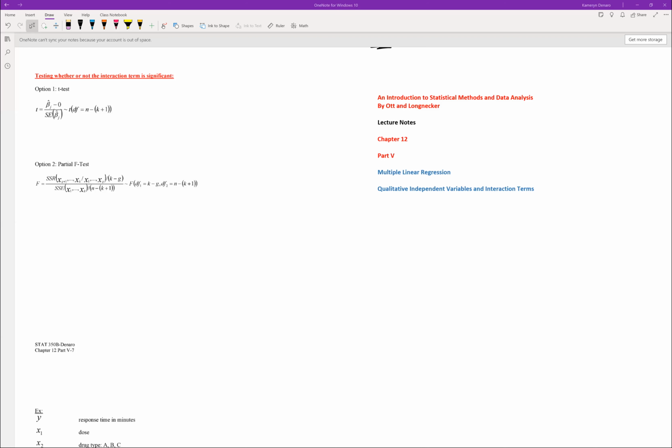If we would like to test whether or not the interaction term is significant, we can do this in two different ways. One way is through a t-test. If we have y equals beta 0 plus beta 1 x1 plus beta 2 x2 plus beta 3 x1 x2, we could simply test H0: does beta 3 equal 0? HA: does beta 3 not equal 0? And in this case, we could use our regression output and do a t-test.